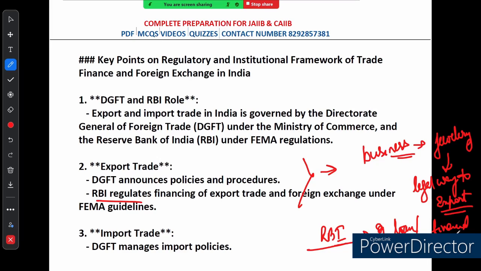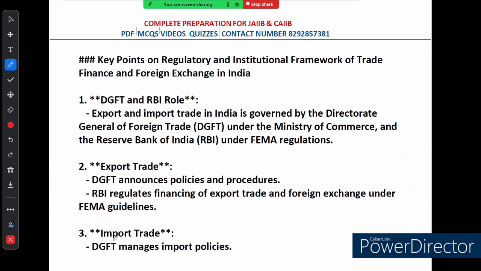Again I am repeating, you can think of it like a business. The DGFT tells you the legal way to export your jewelry, while the RBI provides you help to get a loan or financial help to keep your business going. That is what has been explained in this particular slide. I have given you an example of jewelry to make the concept more clear.